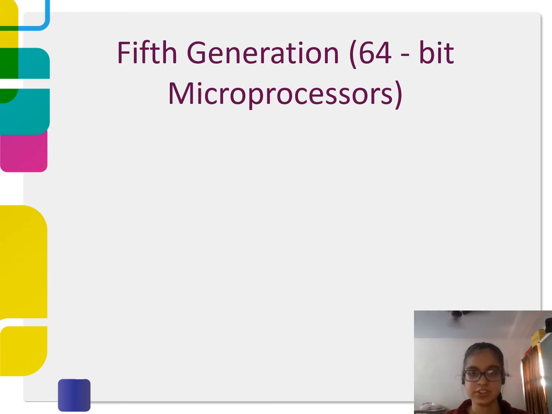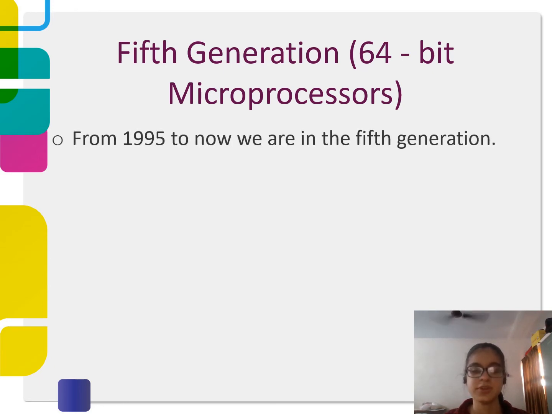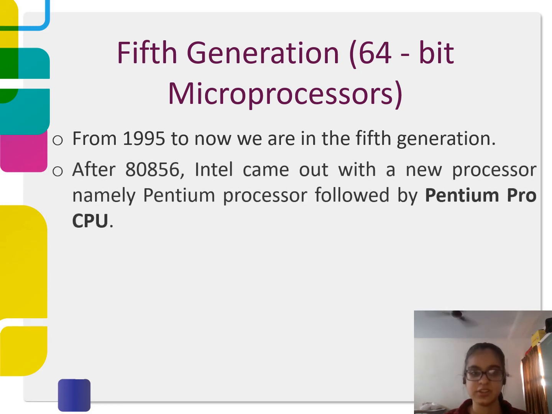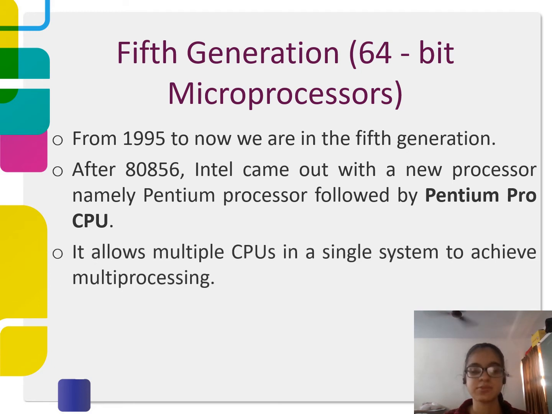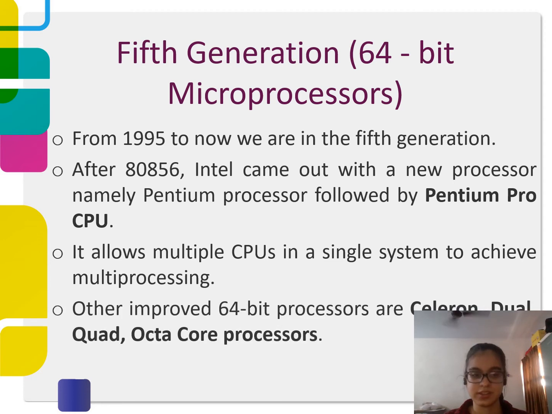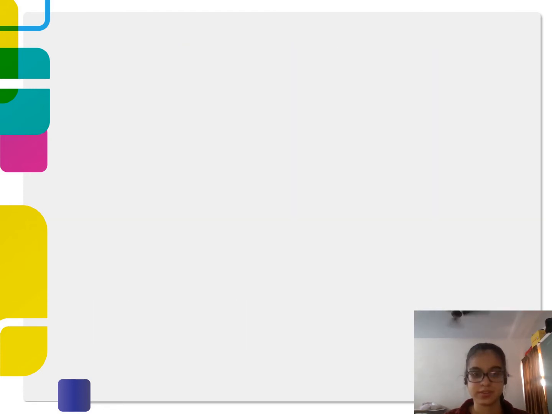Now, fifth generation, 64-bit microprocessors. From 1995 to now, we are in the fifth generation. After the 80486, Intel came out with a new processor, namely the Pentium processor, followed by the Pentium Pro CPU. It allows multiple CPUs in a single system to achieve multiprocessing. Other improved 64-bit processors are Celeron, dual, quad and octa-core microprocessors.